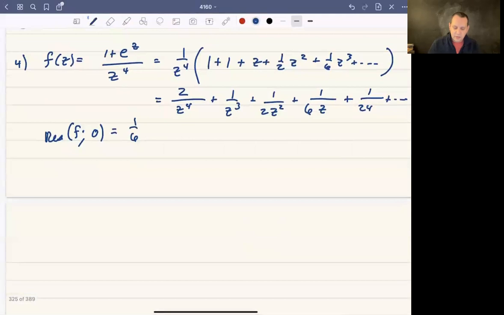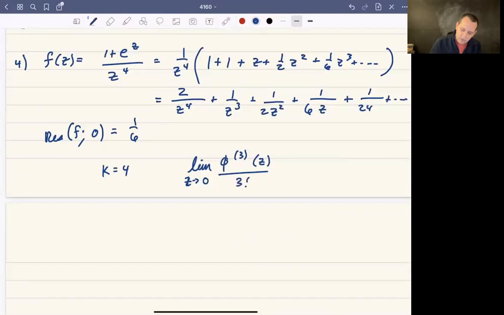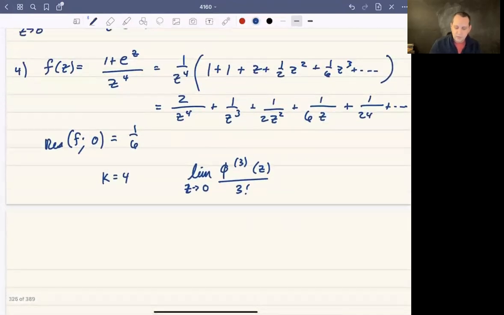If you wanted to do this the other way, notice that z to the fourth is the smallest term that you can multiply by, so that this term is non-zero. So notice that here our k is equal to 4. So we have a pole of order 4, which we already knew. And therefore, we can look at the limit as z approaches, in our case, 0, of the third derivative of phi at z over 3 factorial.